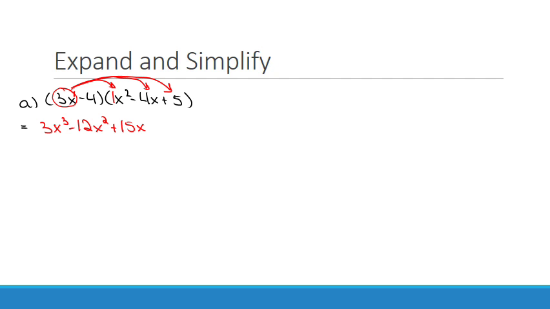I'm done that distribution. I move on to the next distribution and simply go through it one more time. Negative 4 times 1x squared will be negative 4x squared. Negative 4 times negative 4x, two negatives make a positive, 16x. Negative 4 times positive 5, negative 20.